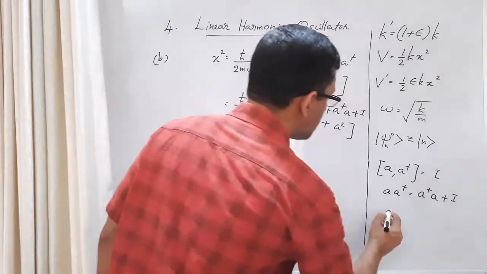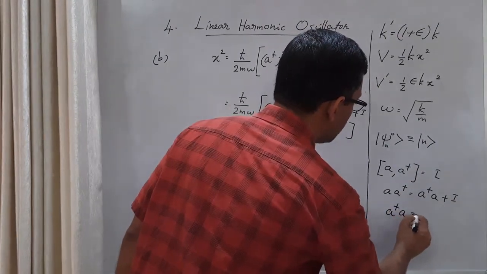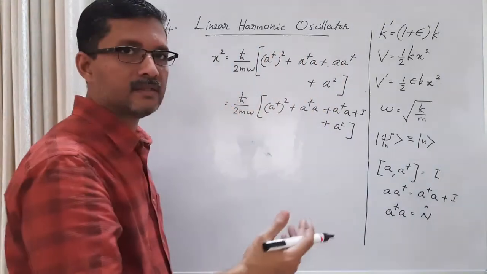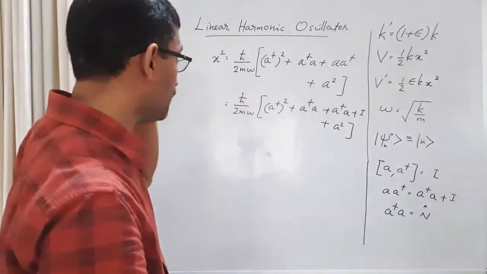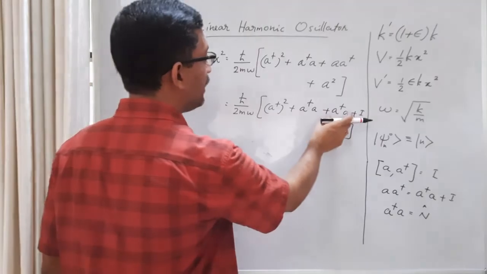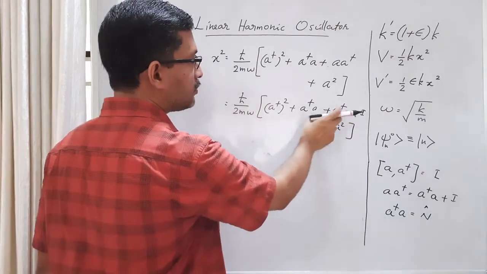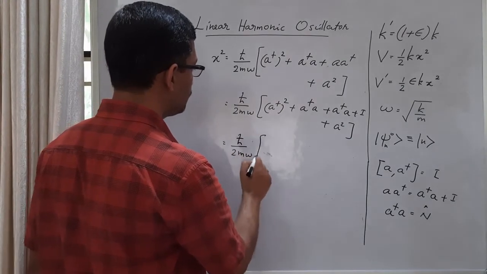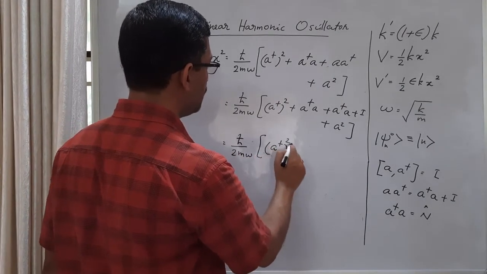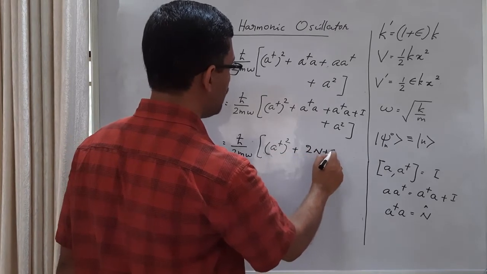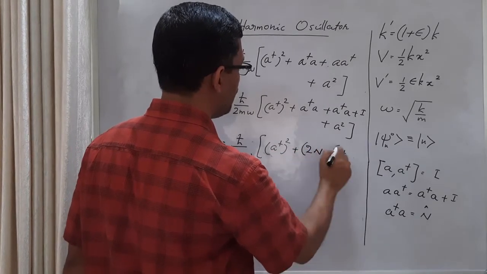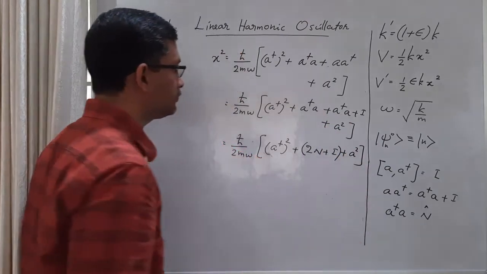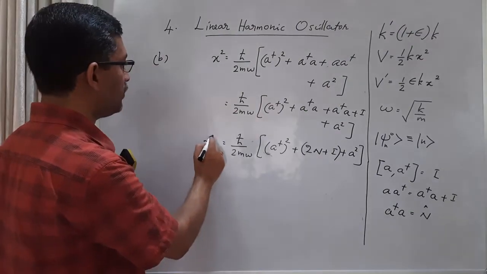And again, this a dagger a is a number operator. Let us say n cap. When it acts on the nth state, you will get n as the eigenvalue. So you have a dagger a here, a dagger a here, 2 a dagger a here. So I can put it as 2n. So h cross by 2m omega, a dagger square plus 2n plus I. Let me combine these two, 2n plus I plus a square. This is the expression for x square.